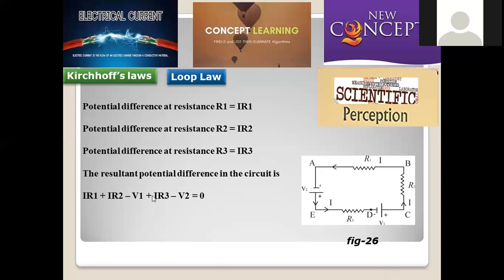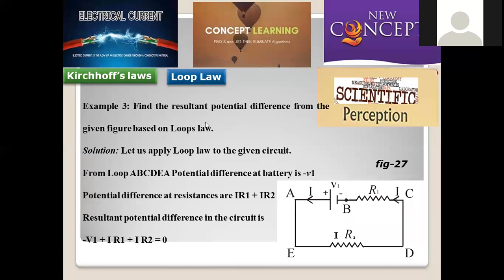The extent of potential collected is equal to the extent of potential dispersed. That ultimately becomes 0. If it is becoming 0, what is the conclusion? Loop's law got verified here, because if the value is zero, now you can say Loop's law got verified. So this circuit is also applicable for Loop's law. Let us move on to example number 3. Find the resultant potential difference from the figure based on the Loop's law.